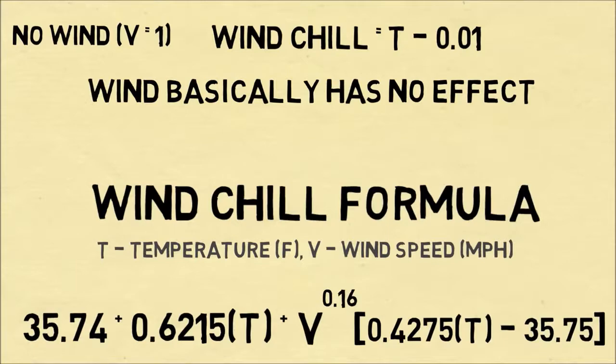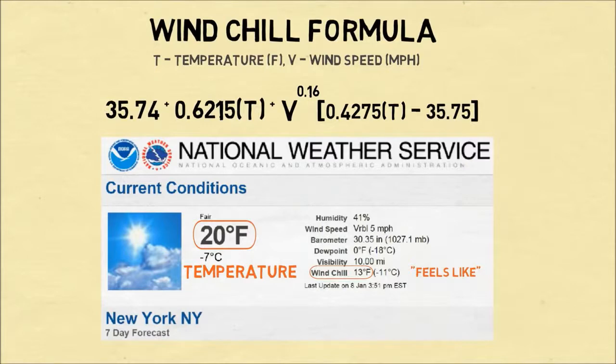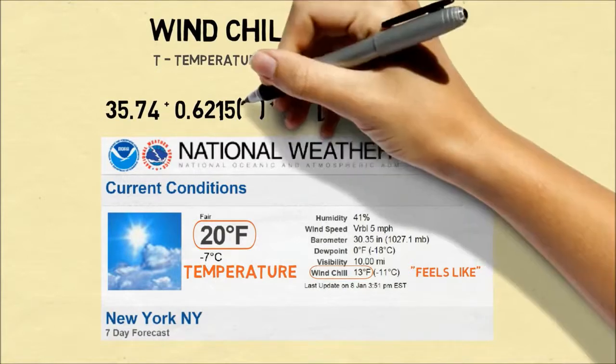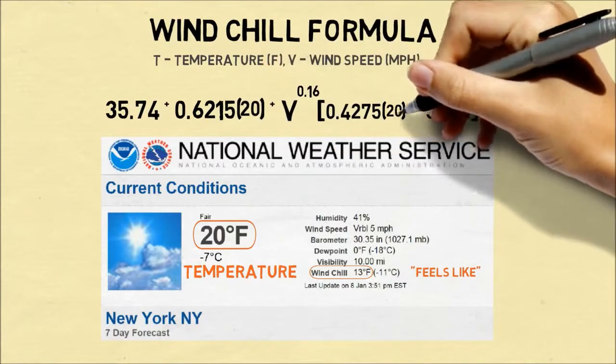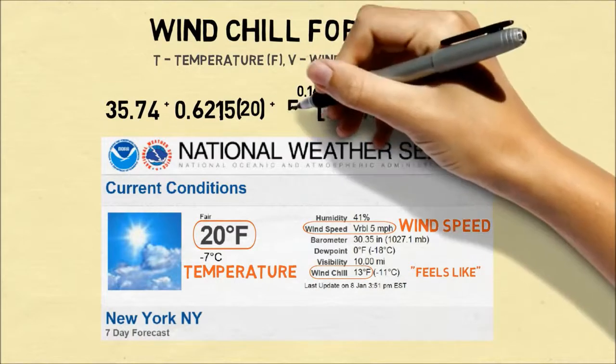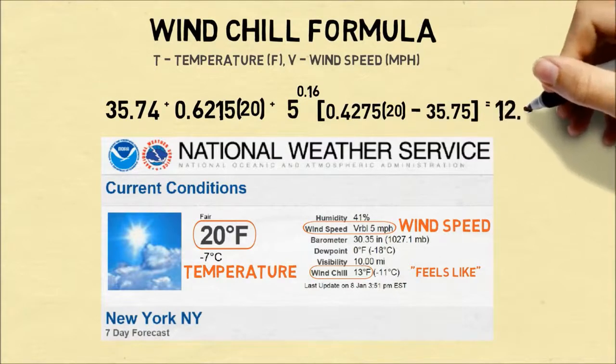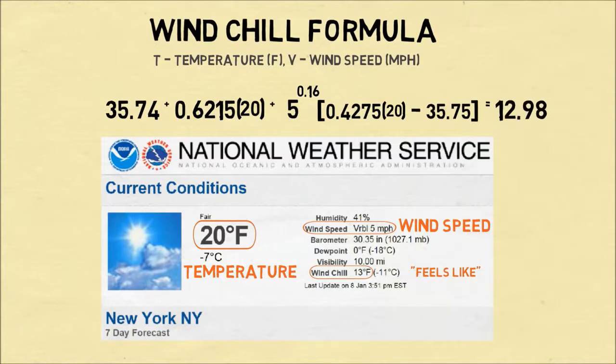However, when there is a lot of wind, this V to the power of 0.16 is going to have an effect. So let's look at what happens when the temperature is 20. We'll substitute 20 for T equals 20. And we'll look at the other variable of wind speed. Here we have a wind speed of 5 miles per hour. So we're going to take that term of V and we're going to set V equal to 5. So now we have an expression for the wind chill. And when we evaluate it, we get 12.98.